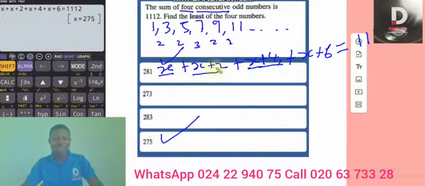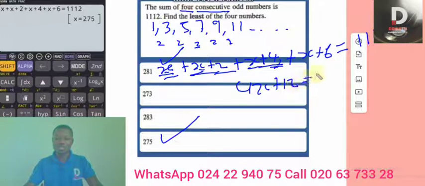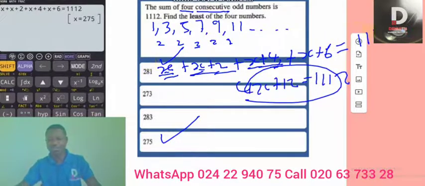On paper, group like terms, add all the x's. You get 1, 2, 3, 4. You get 4x. This and that will give me what? 6 plus 4 plus 2, 12, equal to 1112. Group like terms and solve it. And this is easy for you to do. Simple. Let's move on.